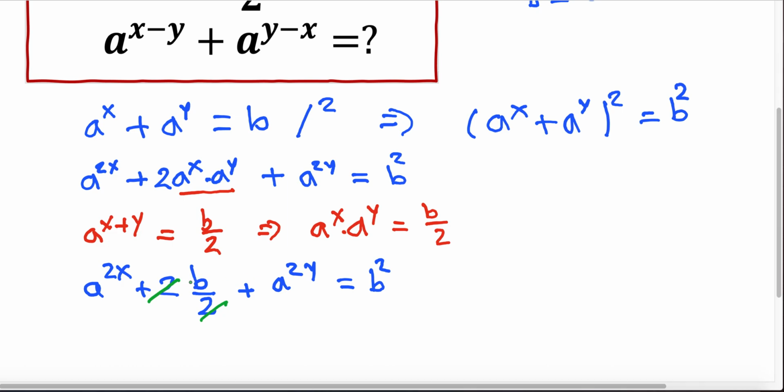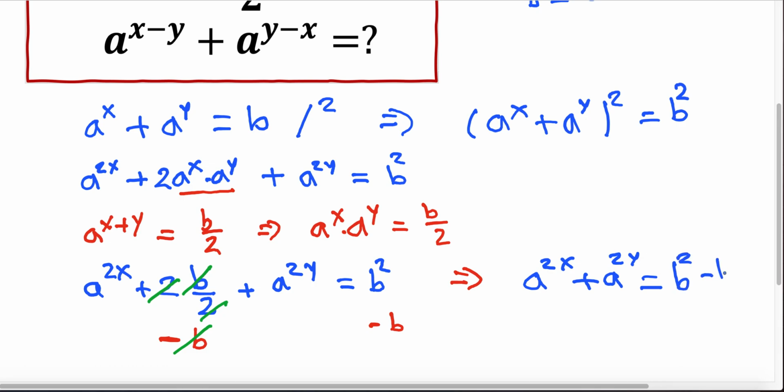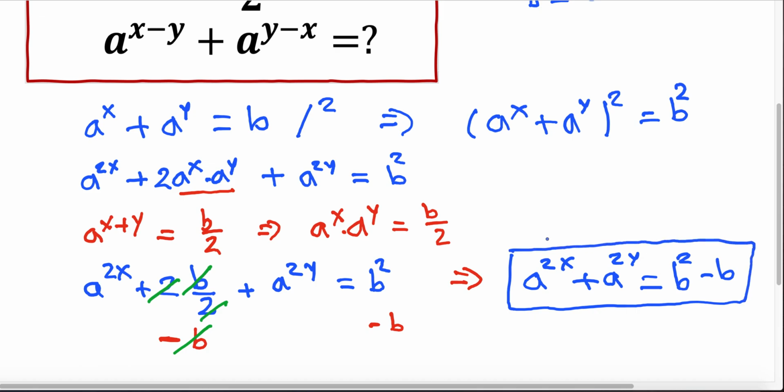And because I want this equation in terms of a^x and a^y, I'm going to subtract b from both sides. So minus b here and minus b on this side. The a^(2x) + a^(2y) remains on this side because the b and minus b simplify to 0, and on the other side I can write b² − b. Now I can frame this equation, and when I need it, I'm going to use it.